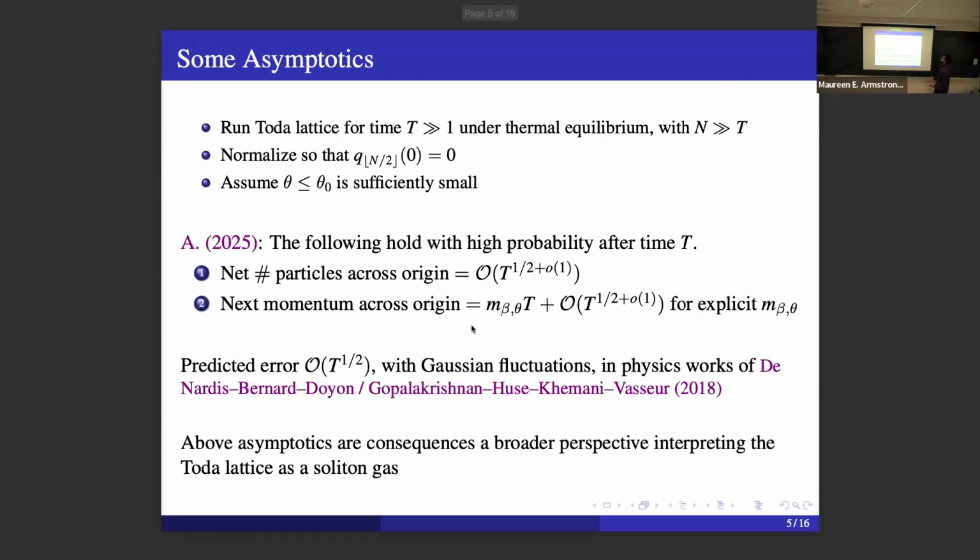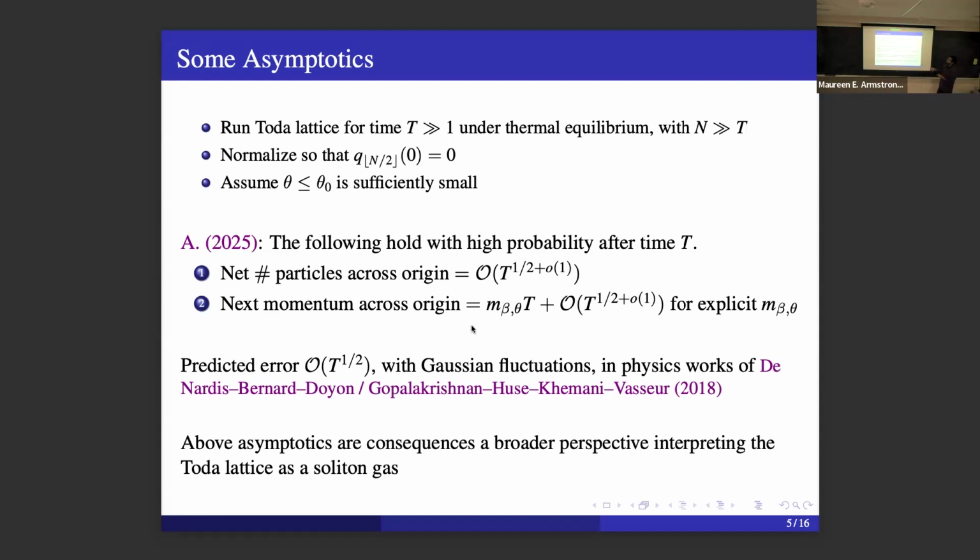Okay. So let me start by explaining a shadow of the framework that I actually want to tell you about. An asymptotic shadow. So this is going to be an asymptotic result that you can prove about the Toda lattice under this invariant measure. What we'll do is run the Toda lattice for some time t, which is much bigger than 1, under the thermal equilibrium from the previous slide. And I'm going to let n, the number of particles, be much bigger than t, as I indicated before. I'm just going to do a global shift of the particles so that the middle particle is at 0, just because I don't want to have to track it. So let's make the middle particle at 0, so we're kind of symmetric.